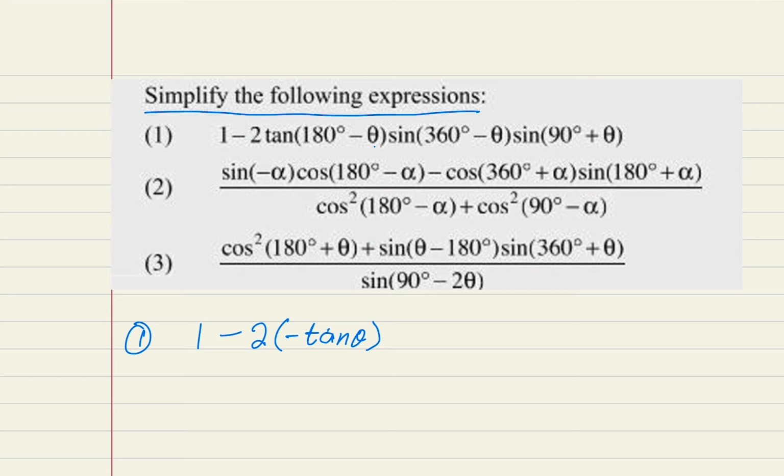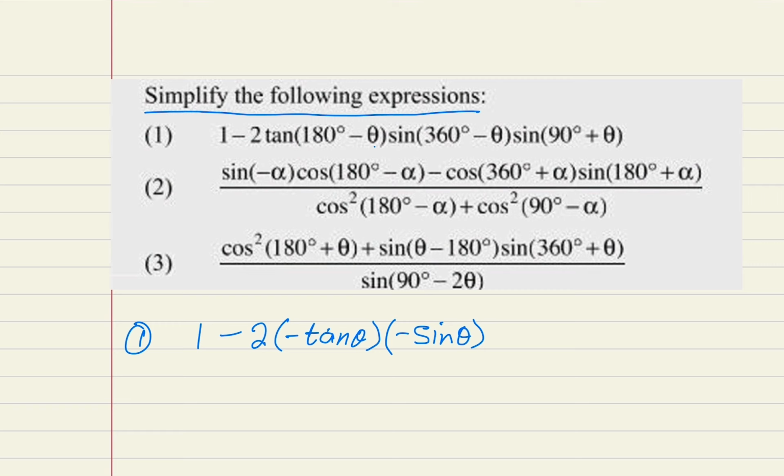Then we continue. We have sine, and we have 360 minus. Where is 360 minus found in the four quadrants? It is found in the fourth quadrant, and sine is negative. So hence here I will have a negative sine of an angle.